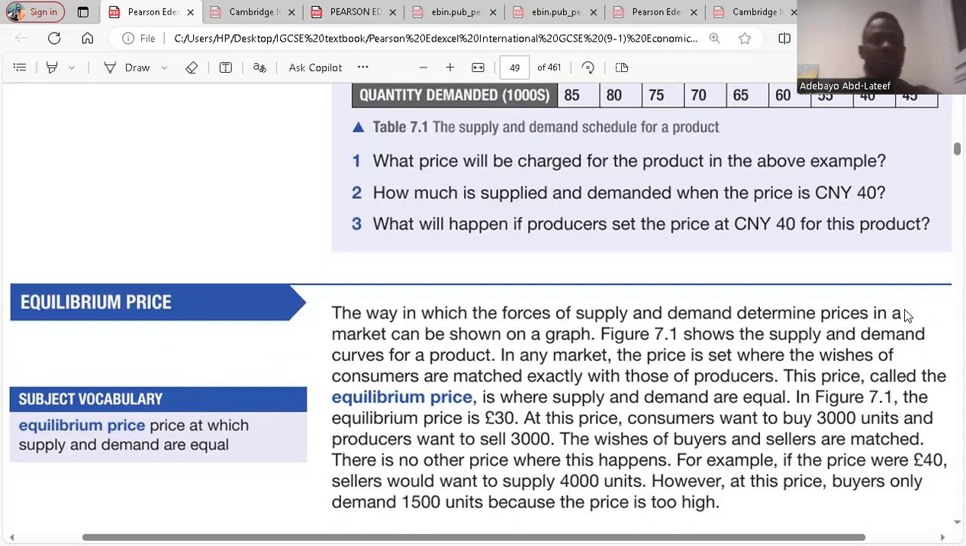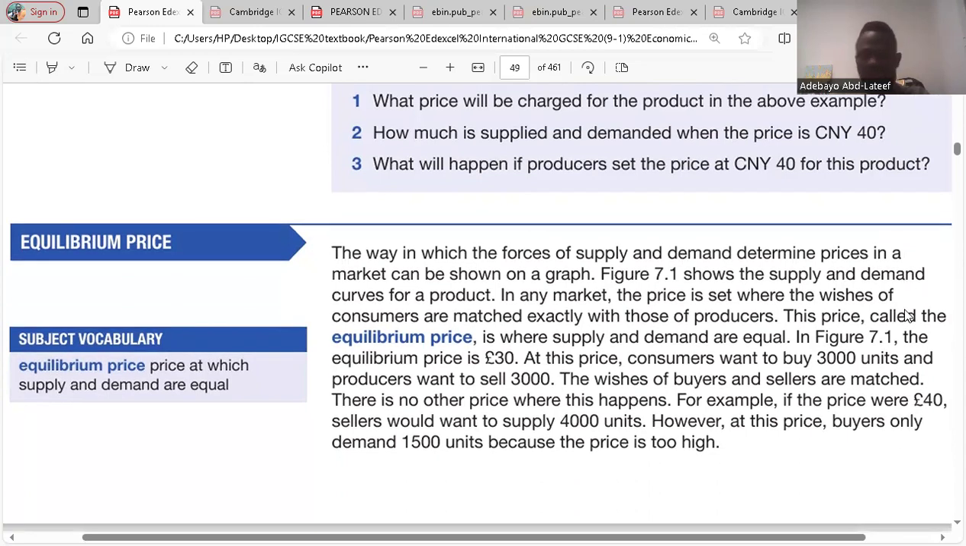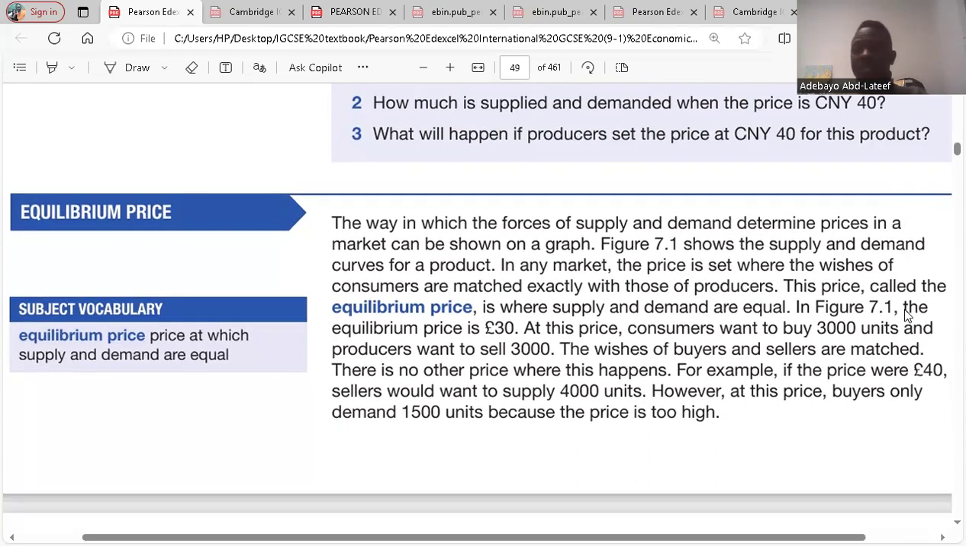So that takes us to equilibrium price. The way in which the forces of supply and demand determine prices in the market can be shown on graph 7.1, which shows the supply and demand curves for a product. In any market, the price is set where the wishes of consumers are matched exactly with those of producers. This price is called the equilibrium price.